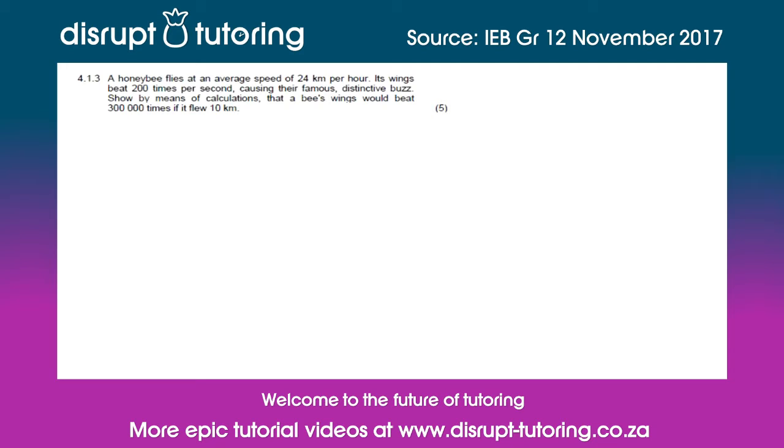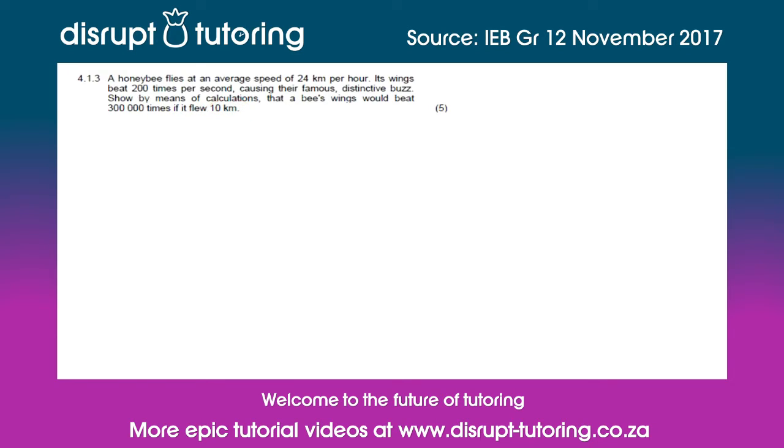We are on to question 4.1.3 from the 2017 IEB Maths Lit Paper 2, and this question deals with speed, time, and distance calculating. They've stated here that a honeybee flies at an average speed of 24 kilometers per hour. Its wings beat 200 times per second, causing their famous distinctive buzz. Show by means of calculations that a bee's wings would beat 300,000 times if it flew 10 kilometers.